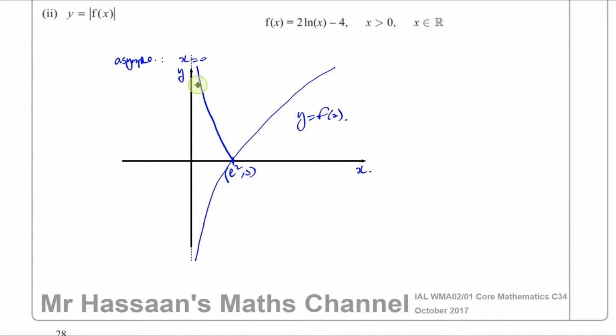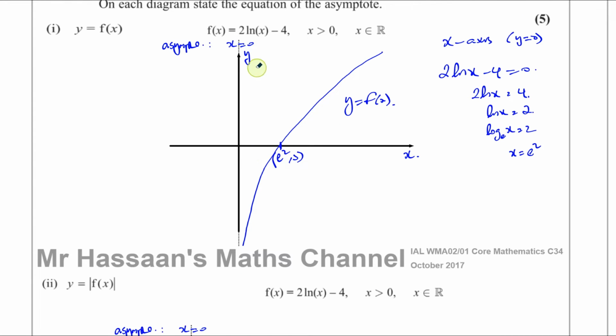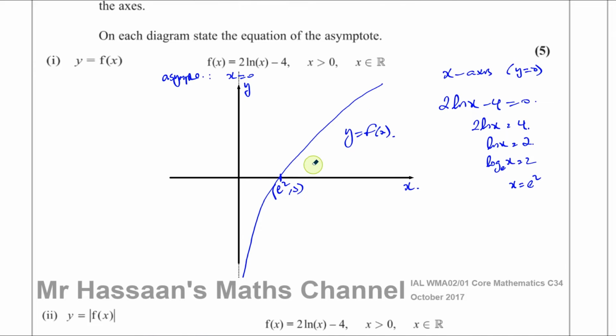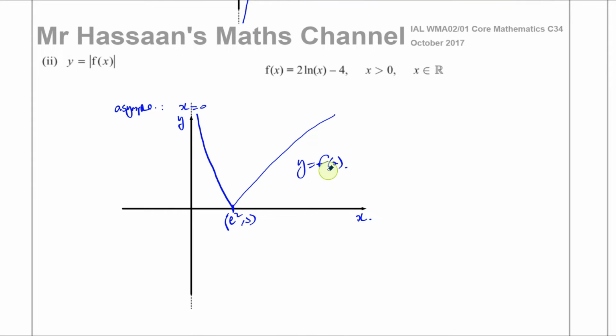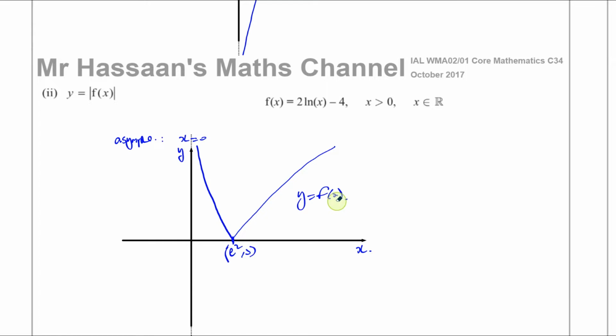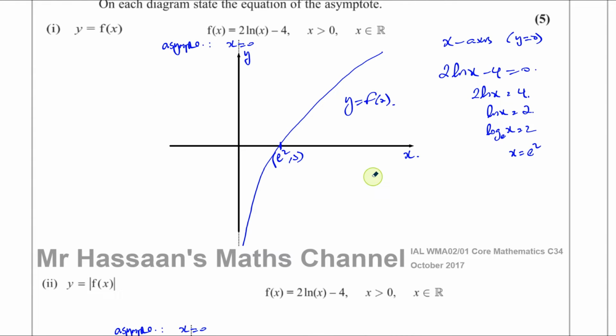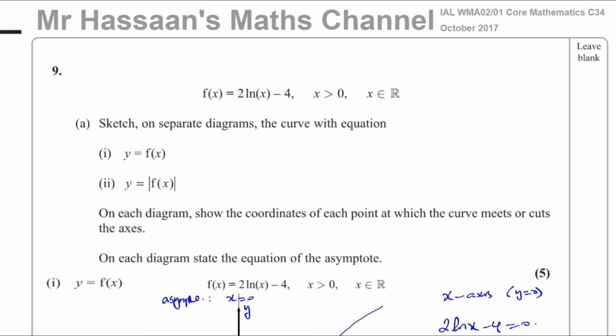All right, and it's going to look something like this. What's below the x-axis is going to be erased. So it will still hit the x-axis in exactly the same place, but it won't go underneath the x-axis. It will always be positive, and the asymptote will still be x equals 0. So basically the points are the same, the asymptote is the same, but the graph is different because anything below the x-axis has been reflected in the x-axis. So that's the graph of y equals the modulus of f of x. So that's question A done, parts 1 and 2.